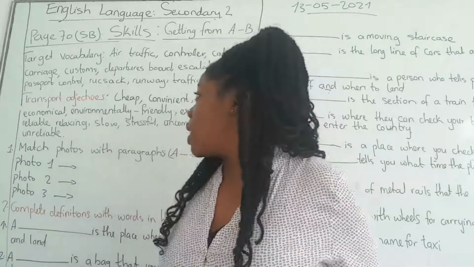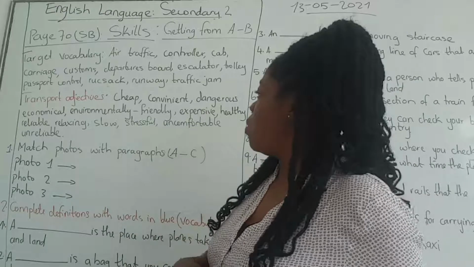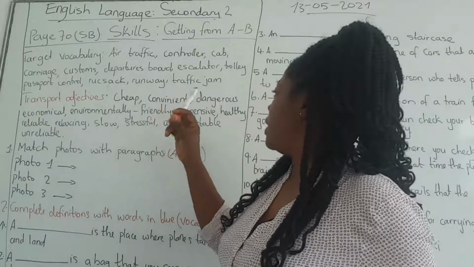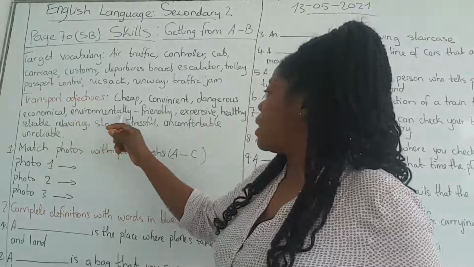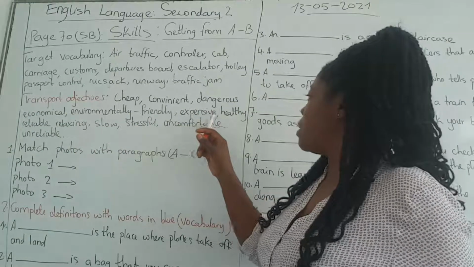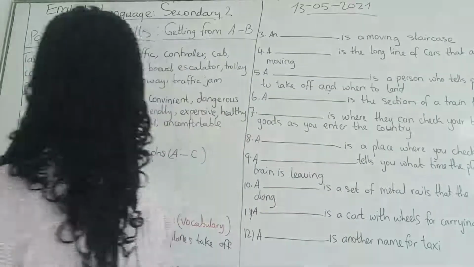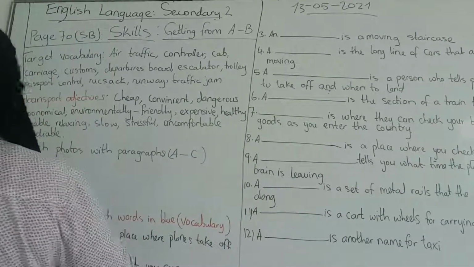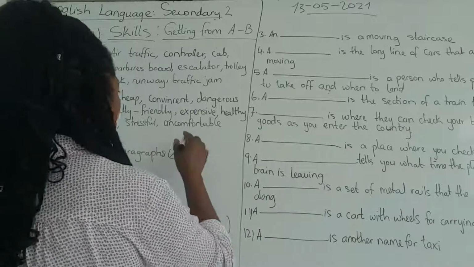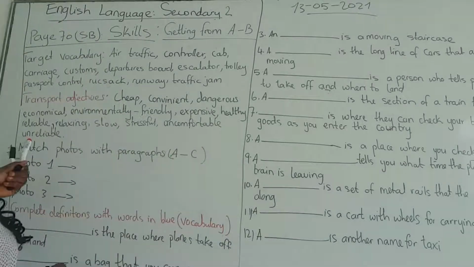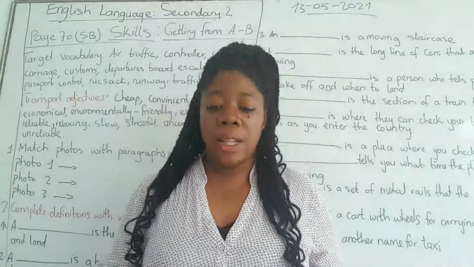And also in this text, we'll be seeing some transport adjectives which we have on the board. We'll be seeing words like cheap, convenient, dangerous, economical, environmentally friendly, expensive, healthy, reliable, relaxing, slow, stressful, uncomfortable, and unreliable. So we are going to read the text.